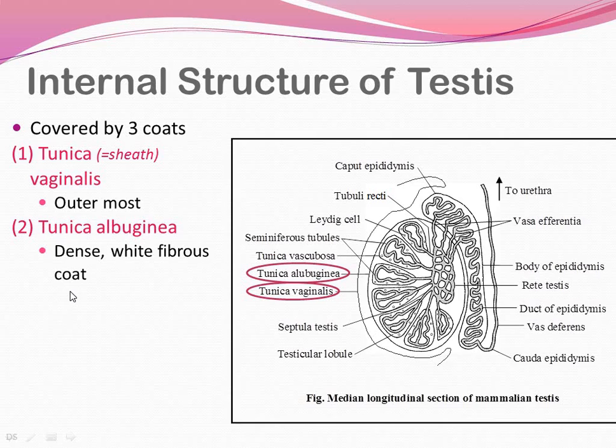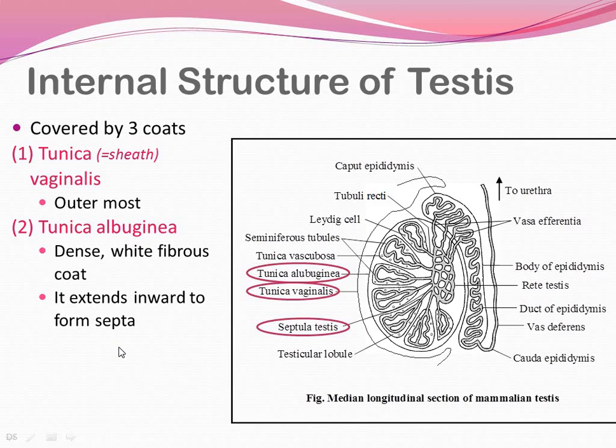The middle one is a very important one, which is made up of white fibrous dense connective tissue, and because it is of white color, that's why it is called albuginea. Wherever the word albu is there, say for example the protein albumin, a protein which is of white color, that's why we call it albumin. So same here, we call it tunica albuginea. This is important because the tunica albuginea divides the testis into different lobules. You can see that it extends inward and forms the septa.